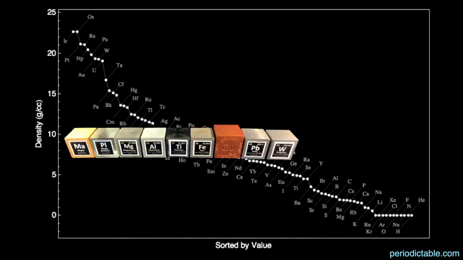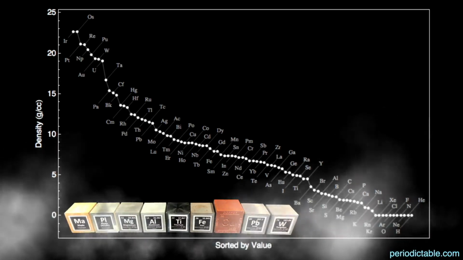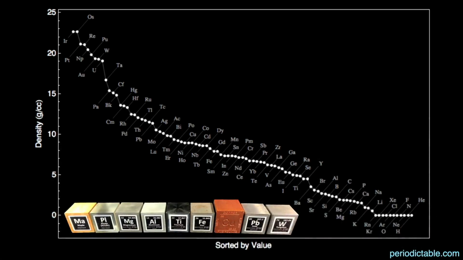I have a set of blocks so you can feel density for yourself in my live talks. My set of blocks have a wide range of densities, with the densest at tungsten, to lead, to copper, to iron, to titanium, to aluminum, to magnesium. I also have plastic and wood blocks, but those are not technically elements.